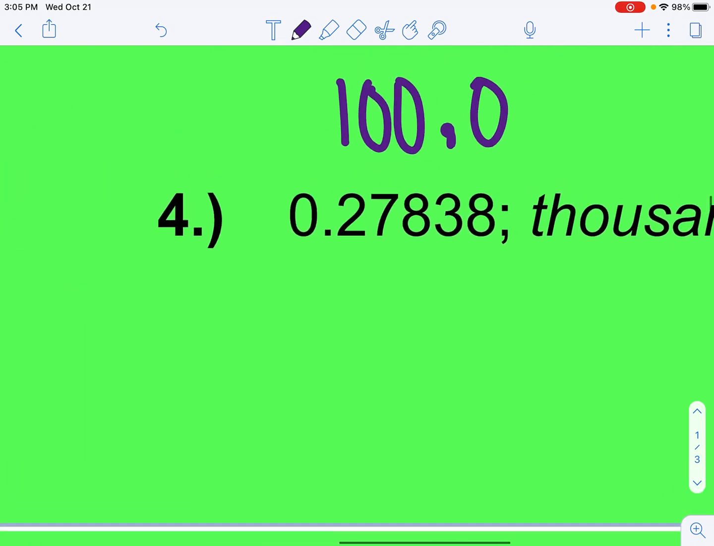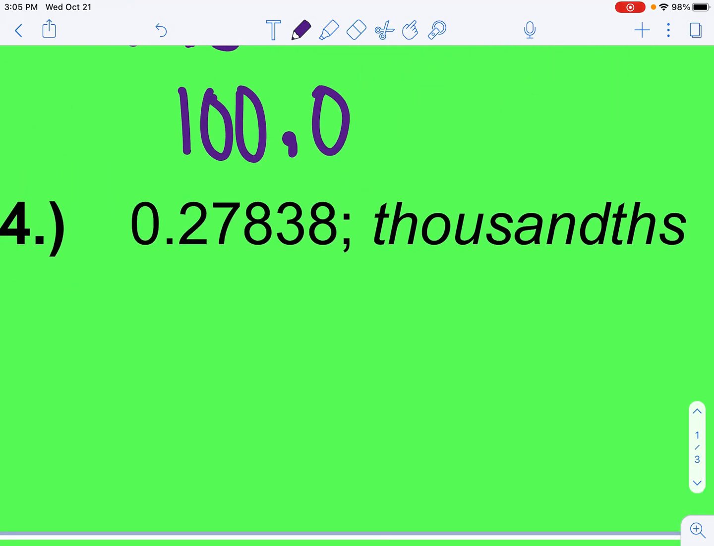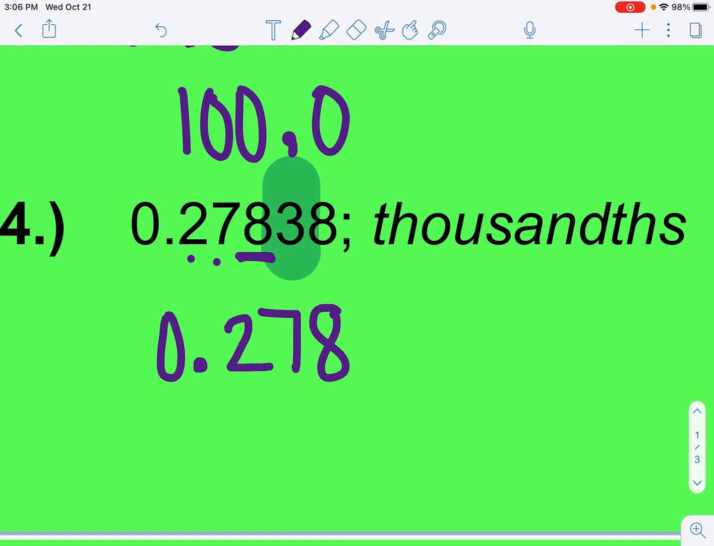Okay, and the last one. Look at that long number. This time I'm rounding to the nearest thousandth. Alright, so I go tenth, hundredth, thousandth. So the first 8 that you see is the number we're rounding to. I always underline it and then I highlight the digit to the right of it. That 3 is 4 or less, which means my 8 is going to stay the same. So my new number when I round is 278 thousandths.